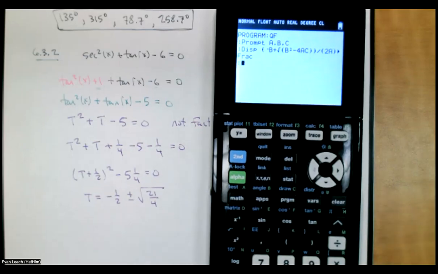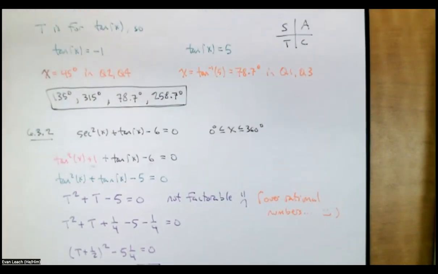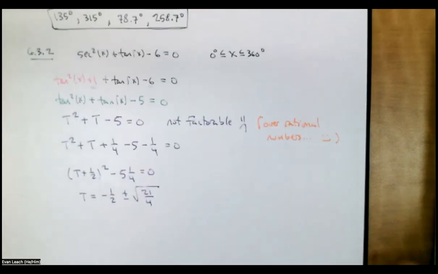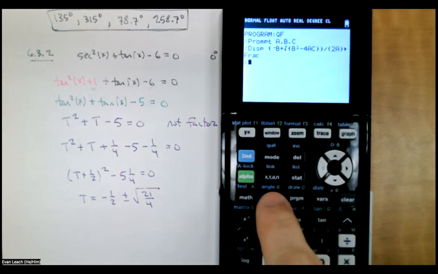So the reason we're going to get 4 answers is similar to why we had 4 answers before. We're going to get two things: tangent of x equals 1, -1, and tangent of x equals 5. Each one of those will lead to 2 answers because tangent will be positive or negative in 2 different quadrants. So 2 numbers, 2 quadrants per number. That's why we'll have 4 answers.